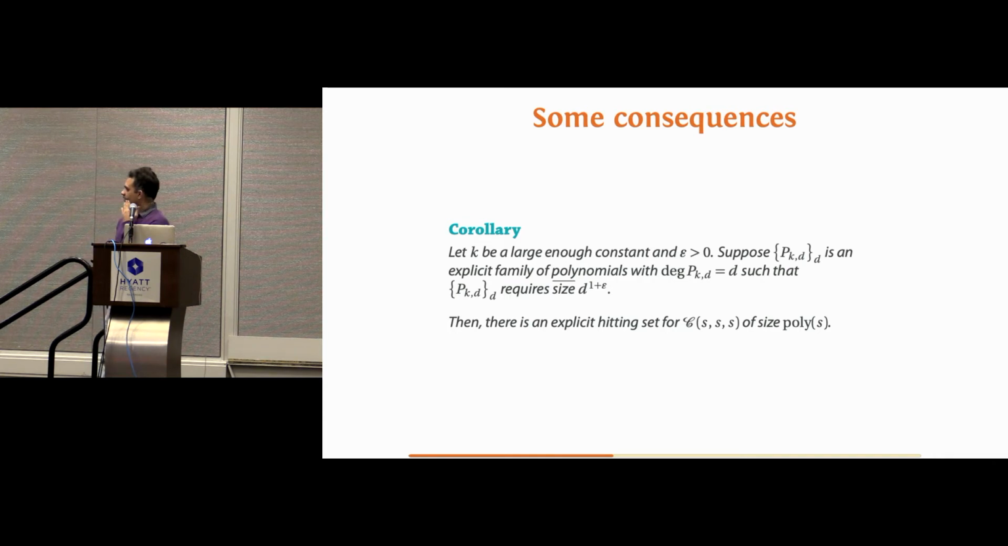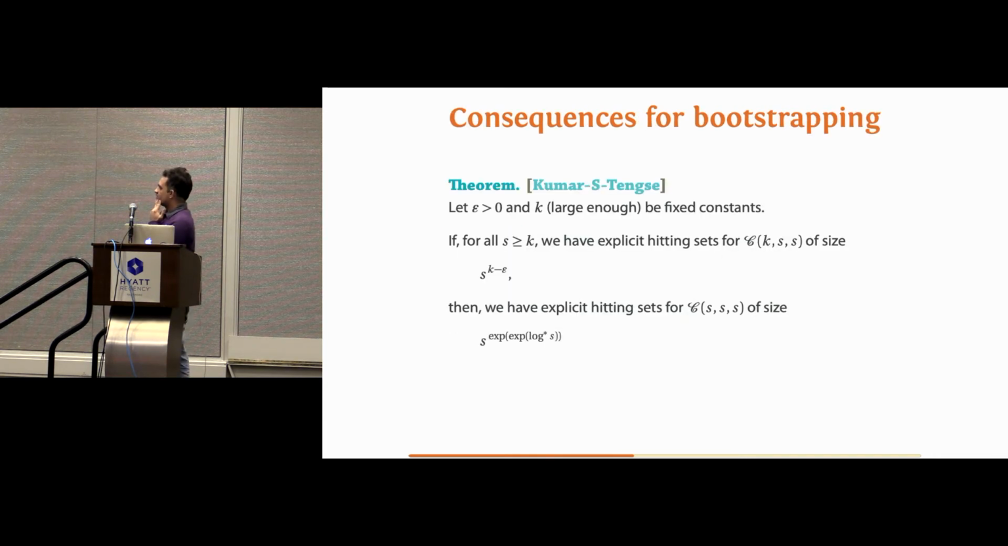Okay. Another consequence is that there was a recent result which we had, which basically says that suppose you focus on the class of k-variate polynomials that have degree at most s and size at most s. And suppose somebody told you that there is an explicit hitting set of size s to the k minus epsilon for any epsilon greater than 0.